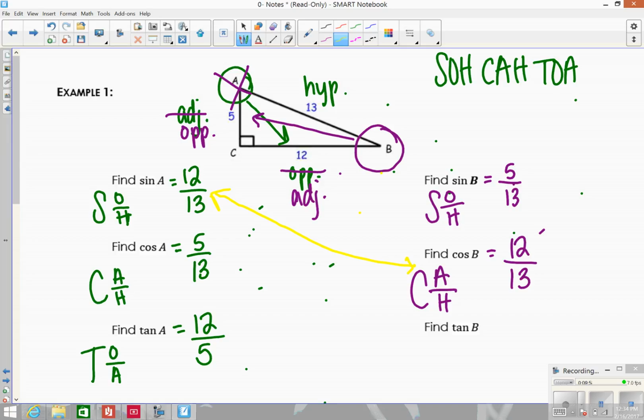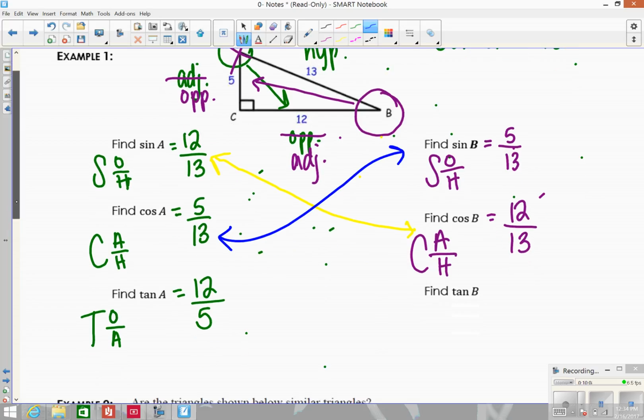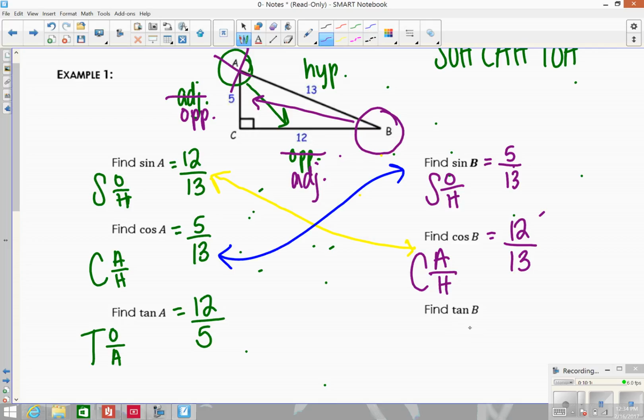Because we switched the angle, the opposite of one became the adjacent of the other. Same thing here. Those are the same because the opposite of one angle is the adjacent of the other acute angle. And then for tangent of angle B, tan is TOA, so opposite over adjacent is 5/12. So for tan, these just flip. Those are just reciprocals of each other. So that's kind of the relationship.